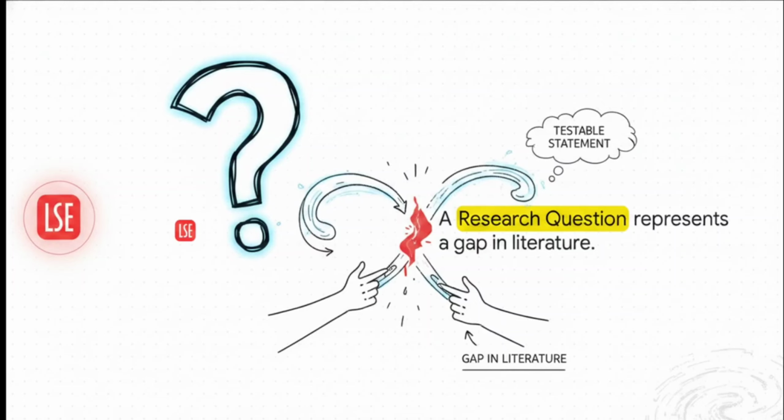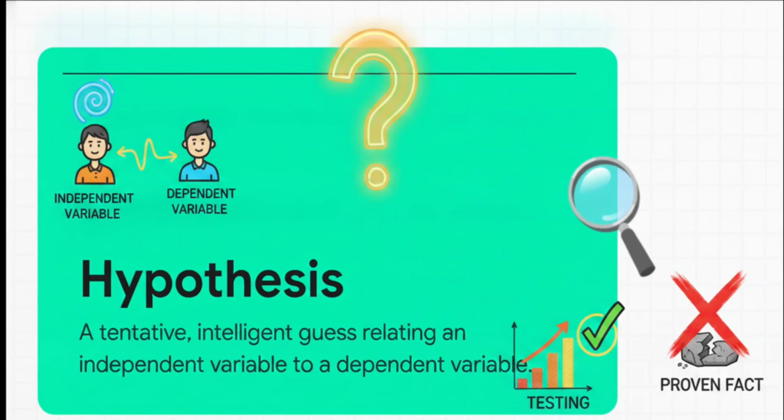In the academic world, everything starts with a question. A research question basically highlights a gap in the existing literature. As researchers, our job is to fill that gap, and we do that by creating a specific, testable statement. We call that testable statement a hypothesis. It's an intelligent, educated guess predicting exactly how the independent and dependent variables relate to each other.